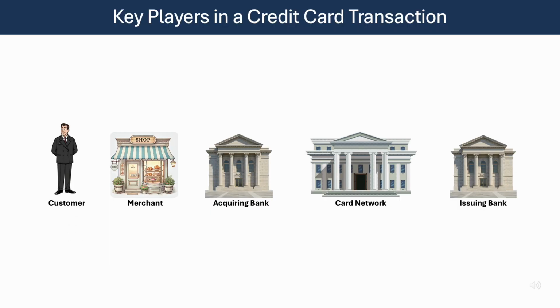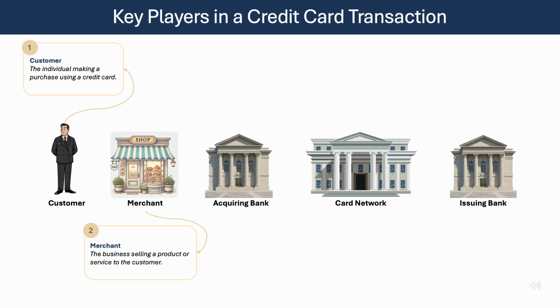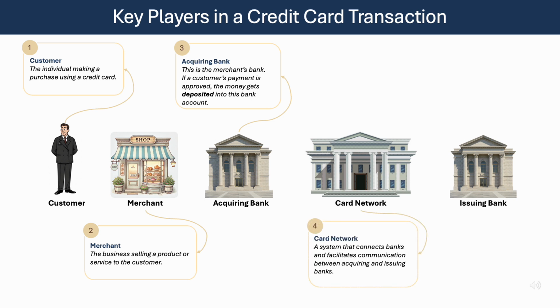Before we dive into how credit card payments actually work, let's take a moment to understand the main players involved in the process. Customer, the individual making a purchase using a credit card. Merchant, the business selling a product or service to the customer. Acquiring bank, this is the merchant's bank. If a customer's payment is approved, the money gets deposited into this bank account. Card network, a system that connects banks and facilitates communication between acquiring and issuing banks. Issuing bank, this is the customer's bank. If the payment is approved, the money is taken out of this account.